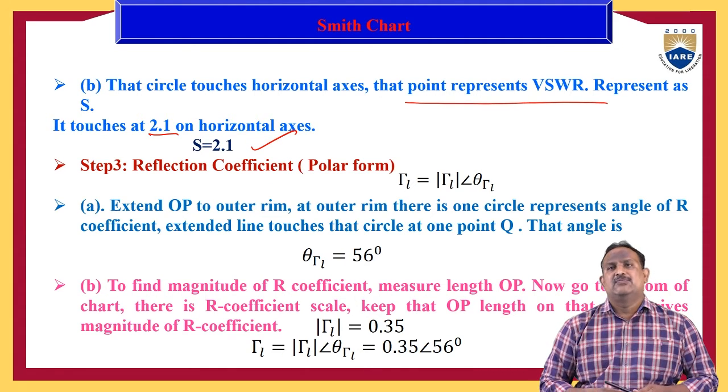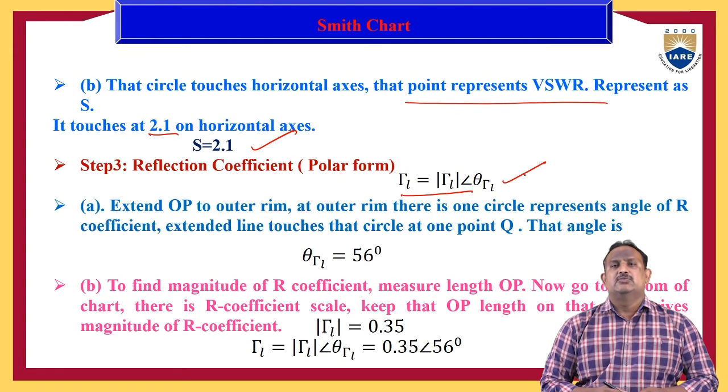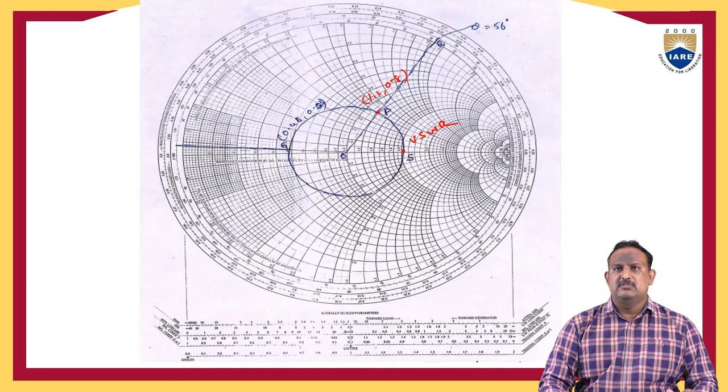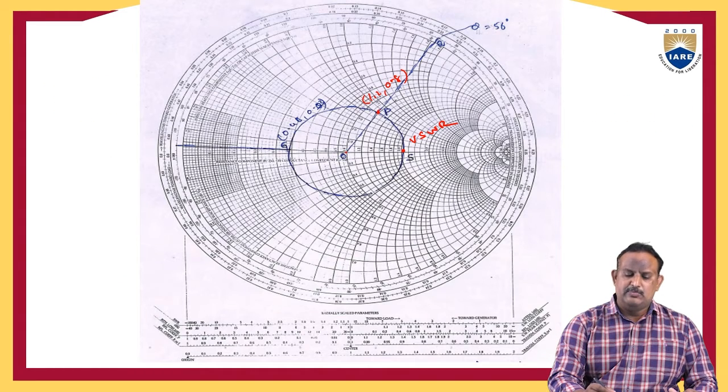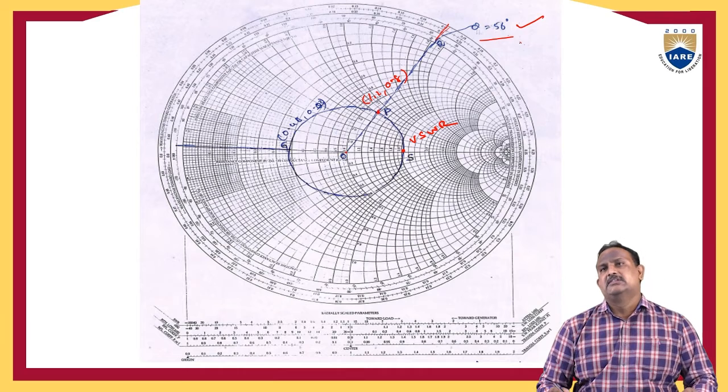Next, we will find the reflection coefficient. To find the reflection coefficient in polar form, we have the formula: reflection coefficient equals the magnitude of the reflection coefficient with some angle. So extend OP to the outer rim. From the graph, extend the same line OP to the outer rim. Here this line touches the outer rim at theta equal to 56 degrees.